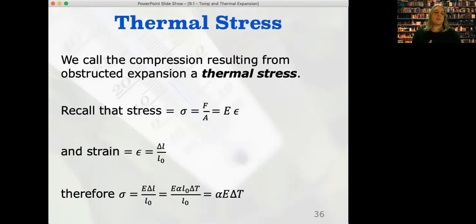So that means we can put that in for delta L, and now we've got an original length on the top and bottom. We can get rid of that. And we get out that the stress is equal to alpha Young's modulus change in temperature. Right? So just those three terms.